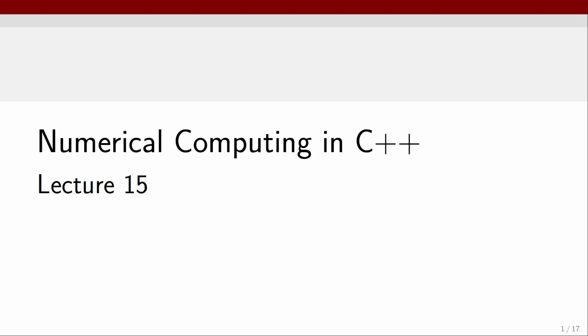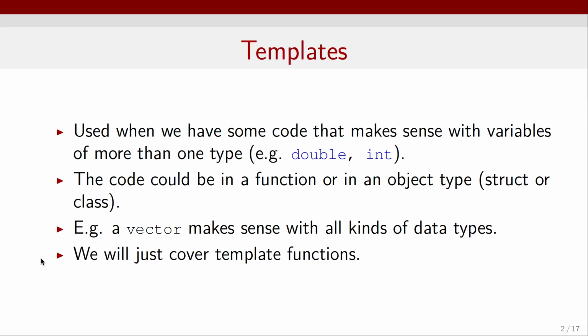In this video, we will continue to talk about object-oriented programming, and in particular, we will talk about templates. Templates are generally used when we have some code that makes sense with variables of more than one data type, for example, a double, an integer, and so on. The code could be in a function or in an object type, such as a structure or a class.